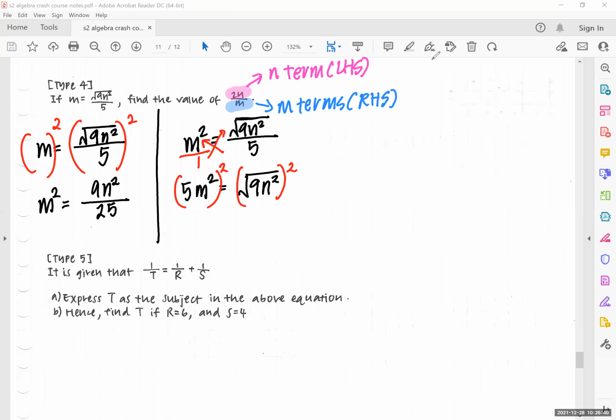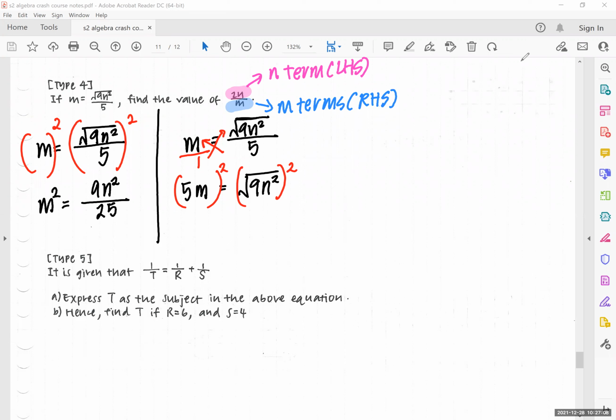So ultimately, I cannot just simplify to 9n. Sorry, I copied this wrongly. Wait, I realized a mistake. It's not m squared here. It's just m. I cannot just square root and then get 3n. Also can. But then sometimes you cannot square root, then how? For this case, you can square root 9, which is 3, and square root n squared is n.